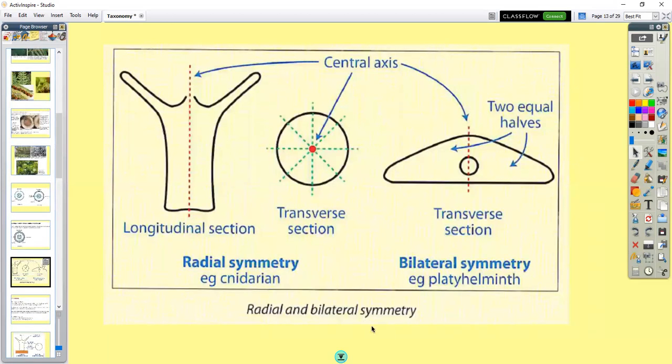Also, in terms of symmetry of animals, you have radial symmetry, which essentially means you can cut through longitudinal section like so, and looking from above the transverse section, it is radially symmetrical, so it's been cut in different ways, looking at the top to the bottom. Okay, or they can be bilaterally symmetrical, which essentially means you've got a left-hand side and a right-hand side. Okay, for example, platyhelminths that we'll look at, or flatworms that we'll take a look at as well.